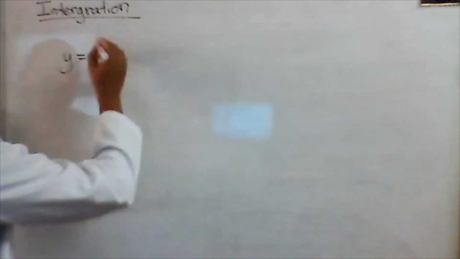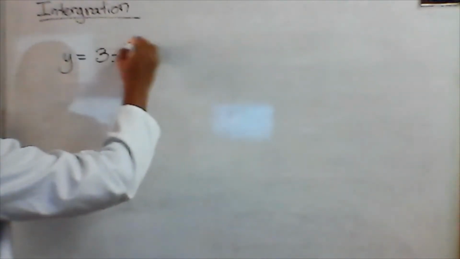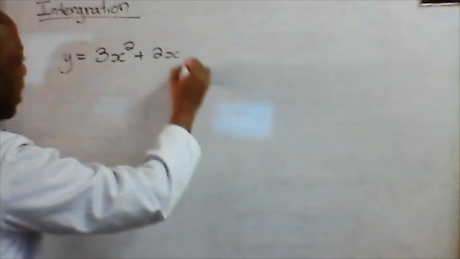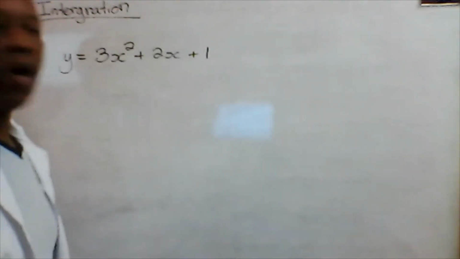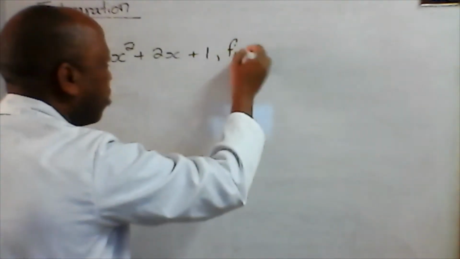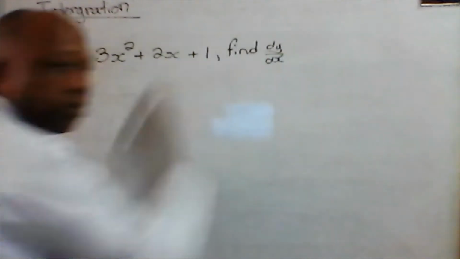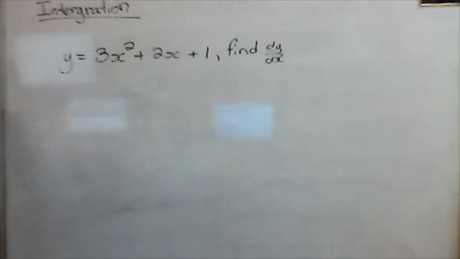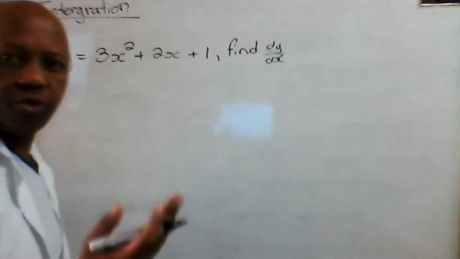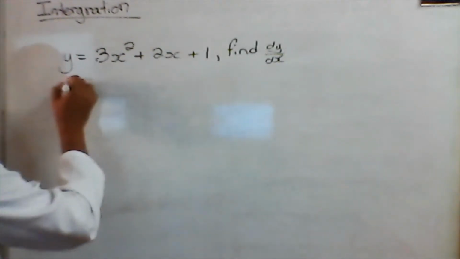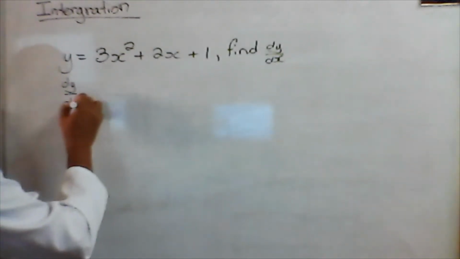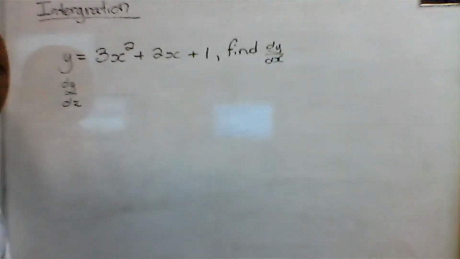Let's suppose you are given a function y equals, totally making this up by the way, 3x squared plus 2x plus 1, and you are asked to find the derivative of this function. Find the derivative of y with respect to x. So according to our differentiation rules, you know what to do from here.